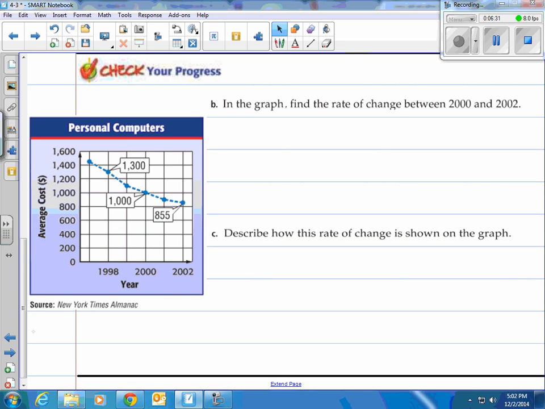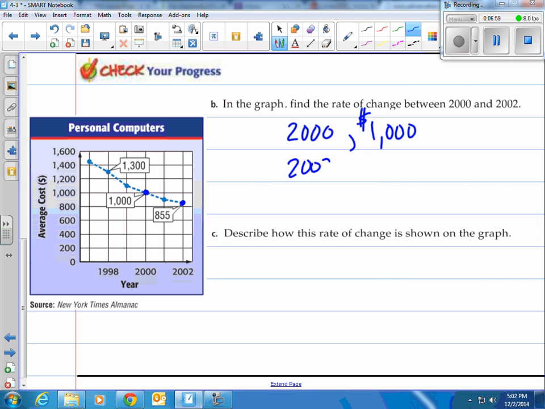How about you try these, B and C? Same graph. It says, in the graph, find the rate of change between 2000 to 2002. So we're going from 2000 to 2002. In 2000, we had $1,000 cost, I believe. Yeah. And then in 2002, we have a $855 cost.